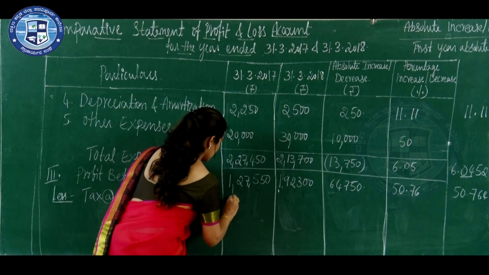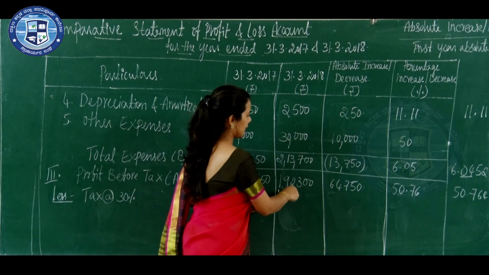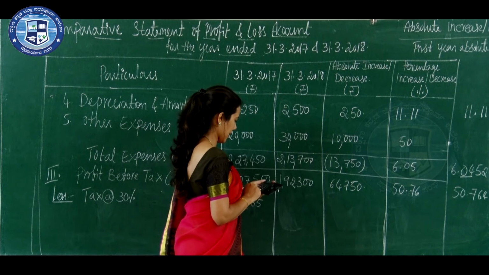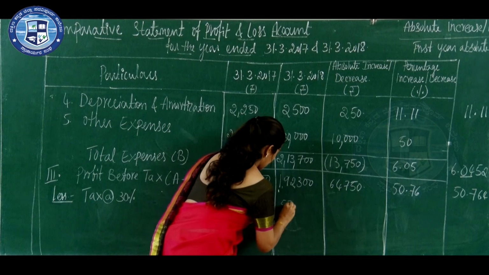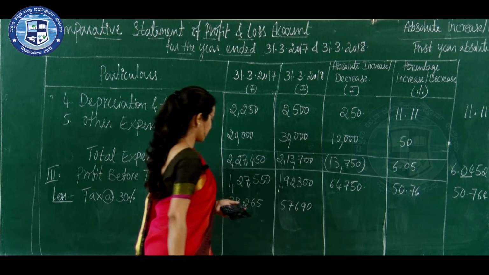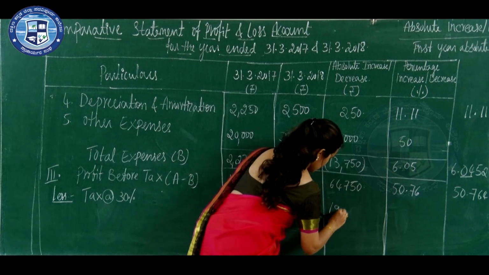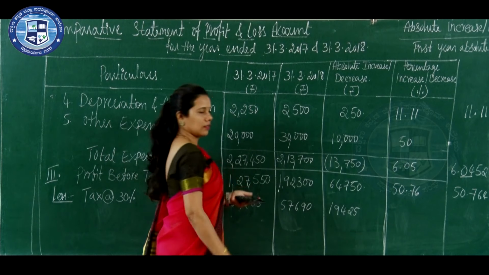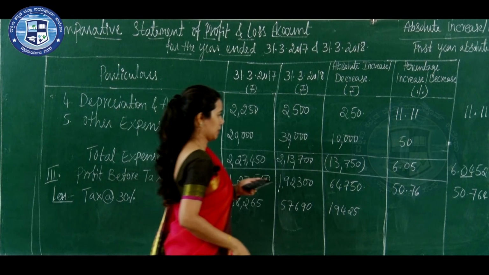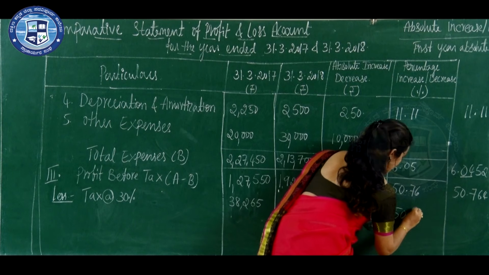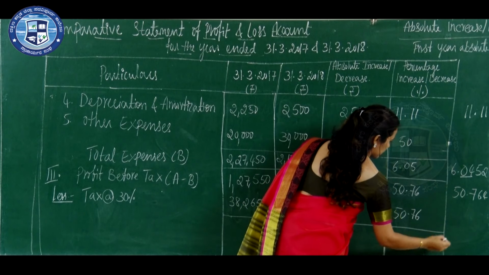So the first column answer is 38,265, and in the next one, on 1,92,300 charge 30% tax. That is 57,690. Then the difference between these two is 19,425. Again find out the percentage. You will get the same answer, 50.76%. Then finally find out profit after tax.